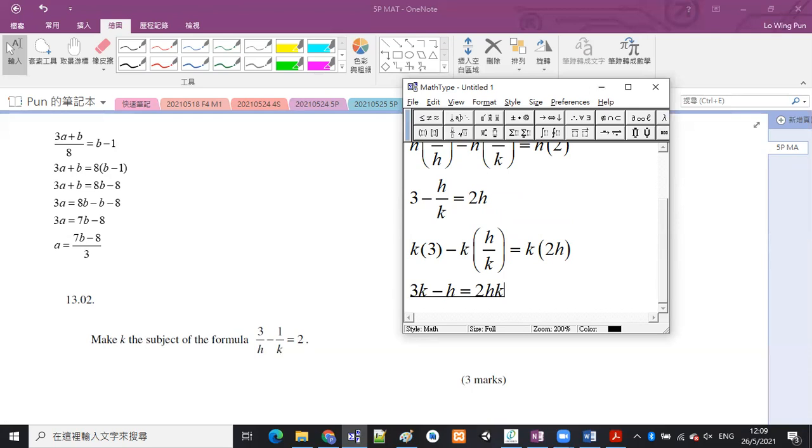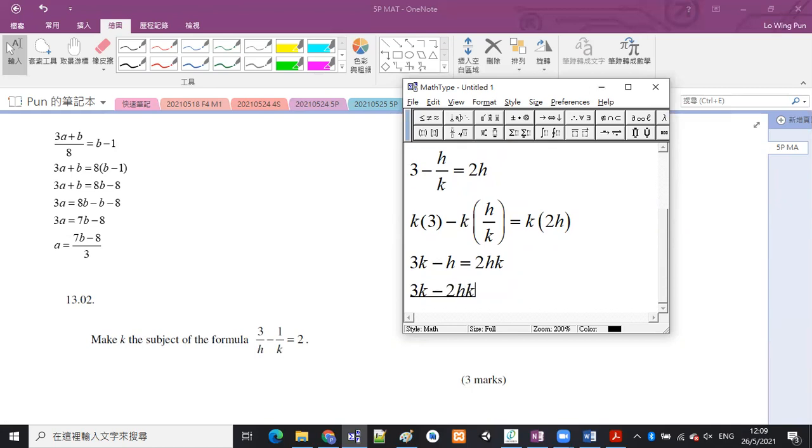Okay, and then I need to group the subject terms on one side and the non-subject terms to the other side. I want k to be the subject, but now I have 2 terms with k. So I need to move that to one side. And then the minus h is the only term without k. I need to group it to the other side. So subtract the 2hk to the left, and then add the h to the right, like this. Can you follow this step?